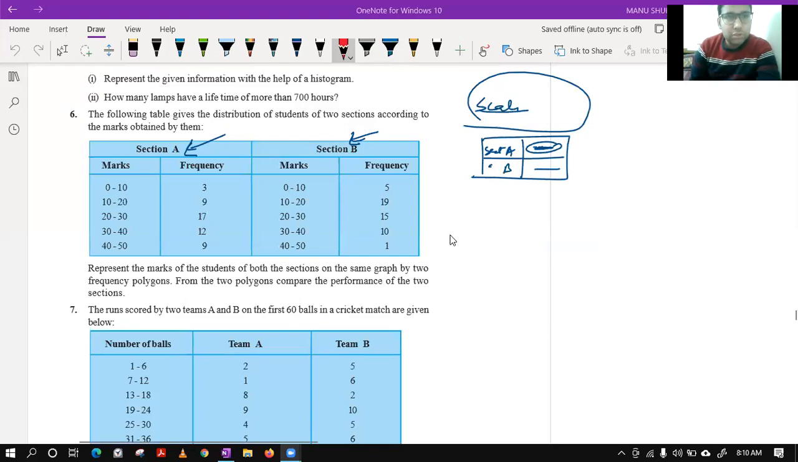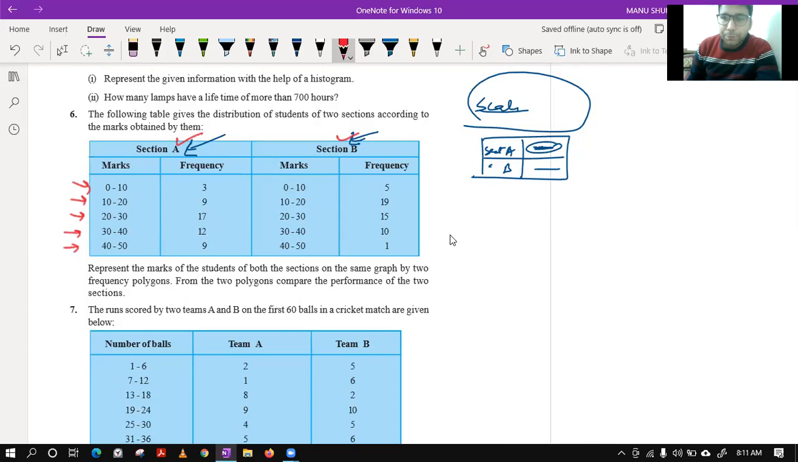The following table gives the distribution of students of two sections according to the marks obtained by them. So you can see in front of you there is section A and section B. They want us to make a frequency polygon of this. So first of all, we all know if it demanded to make a histogram first, then there was no issue, but they are saying to make directly the frequency polygon. So we need to check the first condition, that is, all intervals are exclusive or not. So you can see intervals are exclusive.